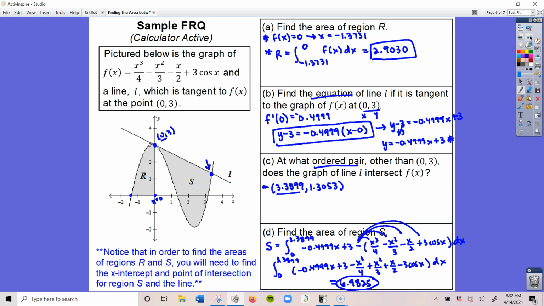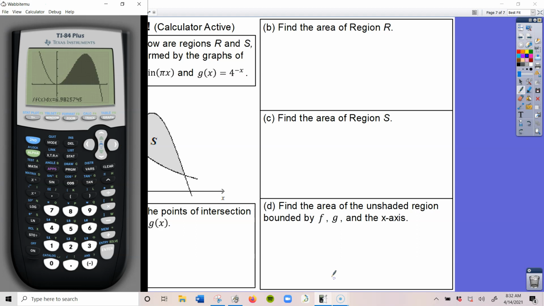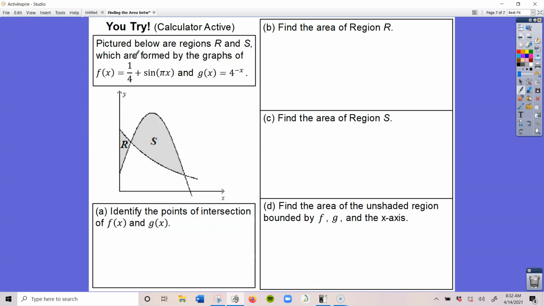Let's look at one more. This is another calculator question. So what I'm going to do is I'm going to go to my calculator and I'm going to just erase everything, just so that I'm ready to go. Okay. Pictured below are regions R and S, which are formed by the graphs of f of x is equal to 1 over 4 plus sine of pi x, and g of x, which is equal to 4 raised to the negative x. Identify the points of intersection of f of x and g of x.